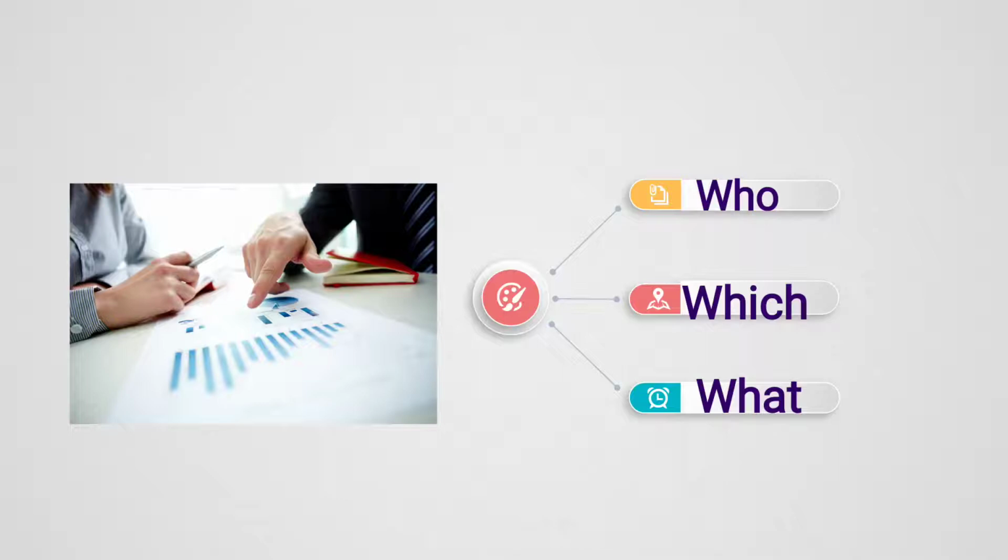Second is which. Which is used to refer to both people and things. Like: which of them had done this? So here which is used for people. Then: which of these pens is hers? So here which is used for things. So which we can use for both people and things.